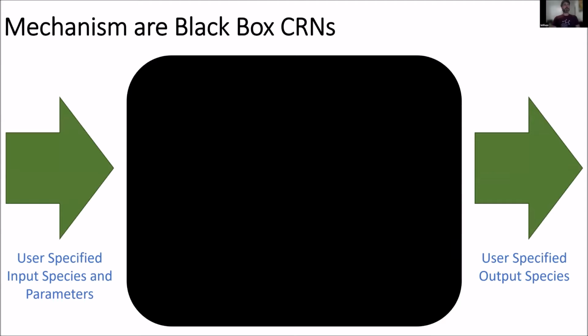So let's zoom into mechanisms. I think mechanisms are the core abstraction that makes Biocompiler special. And they're black box CRNs. So you have some sort of function you might imagine where you have a user input and an output. For instance, a gene becomes a transcript. This is the transcription mechanism.